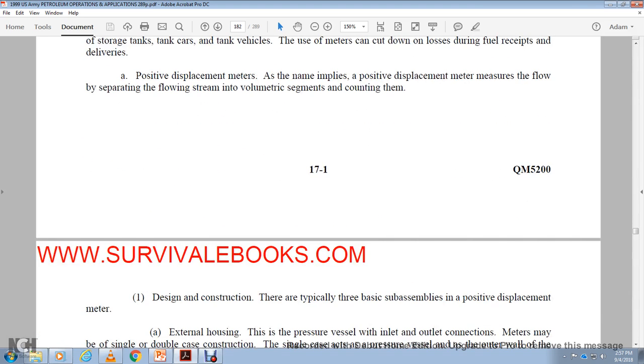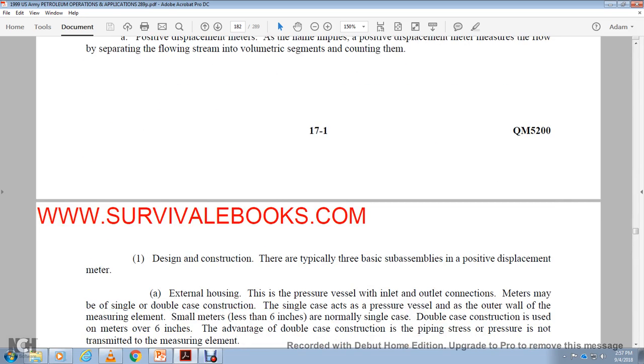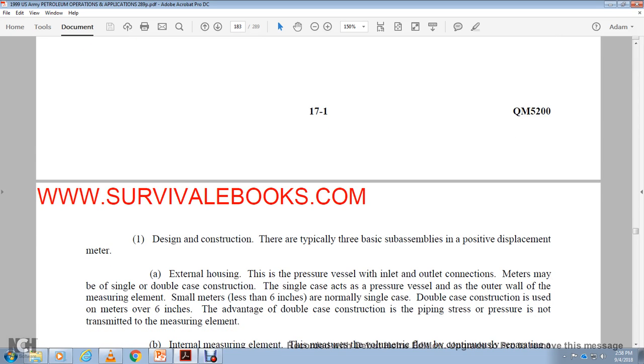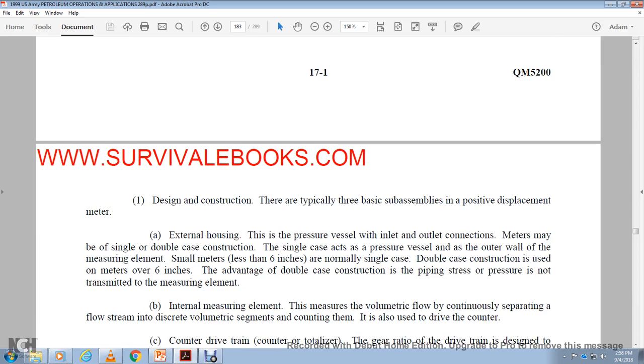Design and construction: there are typically three basic assemblies for positive displacement meters. The external housing is the pressure vessel with the inlet and outlet connections. Meters are made with single or double case construction. Small meters, less than 6 inches, are normally single case; meters over 6 inches are double case construction. The piping is under pressure, but not the measuring element, which is internal.